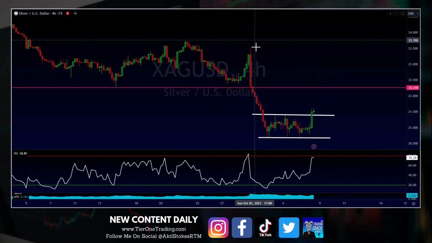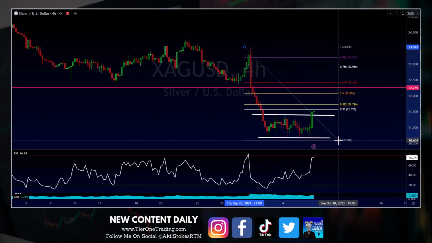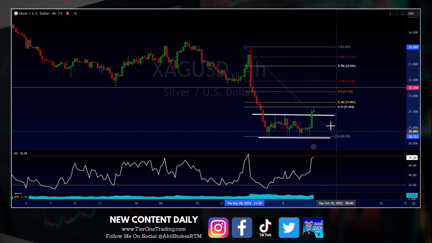That looks like a 618 Fibonacci retracement as well, probably closer to a 50%. Let's see, Fibonacci retracement from my swing high to my swing low. Right in the middle, look at that. Looks like a 50%, maybe a 618, right in the middle, of course.